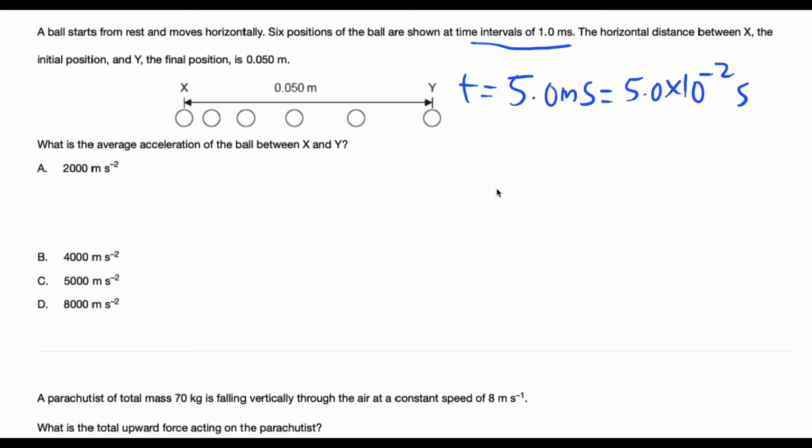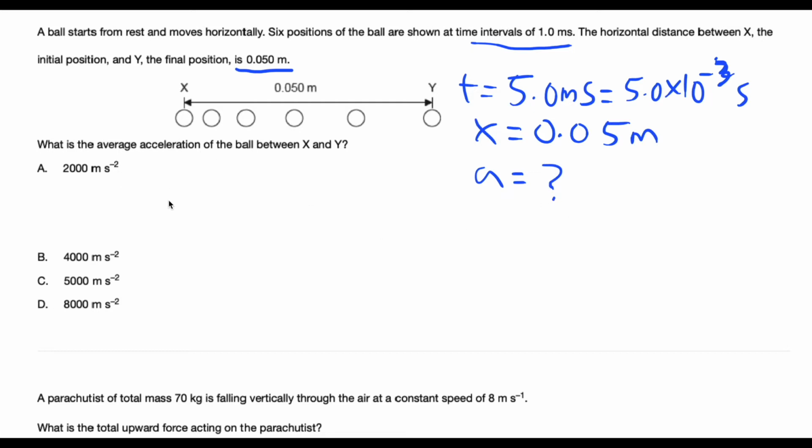And then we can calculate the average acceleration. Actually, it should be power to the negative third power, I think. So we know the total horizontal displacement here is equal to 0.05 meters. We know the total time, and we are asked to calculate the acceleration. So how do we solve this problem?